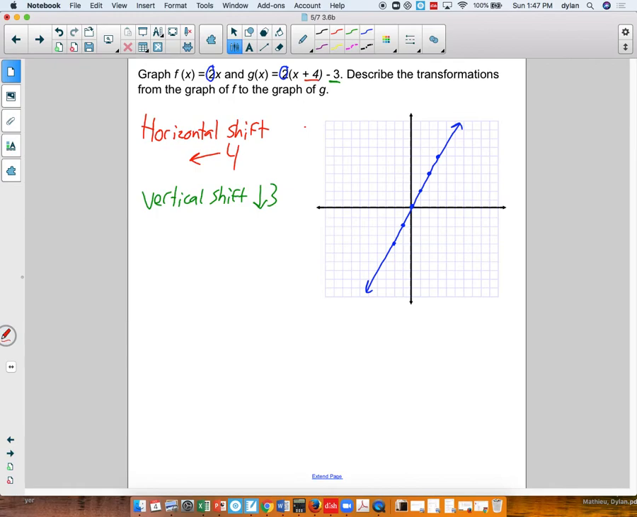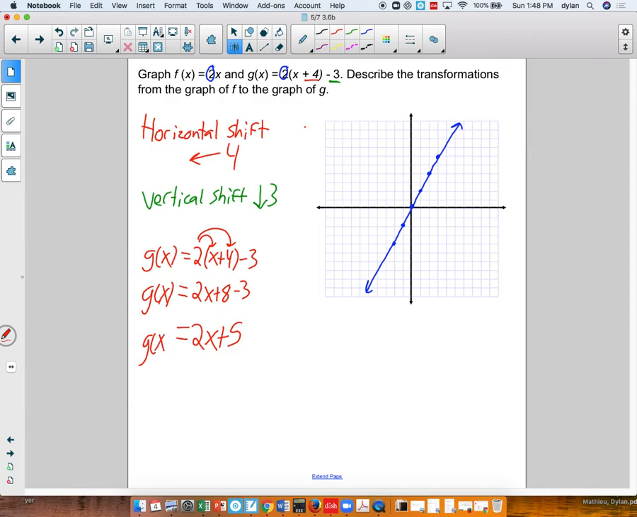So now for our new function g of x, we need to convert this into slope-intercept form before we can graph it. So the first thing I'm going to do is distribute, right? So that gives us 2x plus 8 minus 3, which is the same thing as 2x plus 5. Now we're in slope-intercept form. Now we can actually graph this.